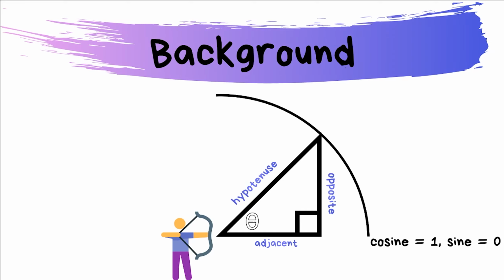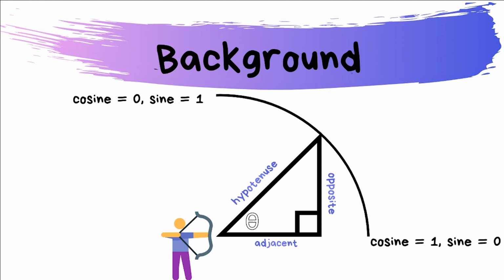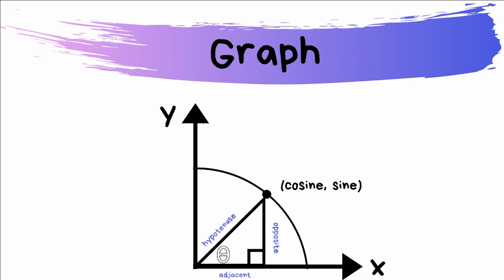At an angle of 0, we have a cosine of 1 and a sine of 0. As we increase our angle, the cosine decreases and the sine increases until we hit 90 degrees, where we have a cosine of 0 and a sine of 1. You may have noticed that these appear to be coordinates. If we place this arc on a coordinate plane, we can see that our values of cosine are the x-coordinate and our values of sine are the y-coordinate.